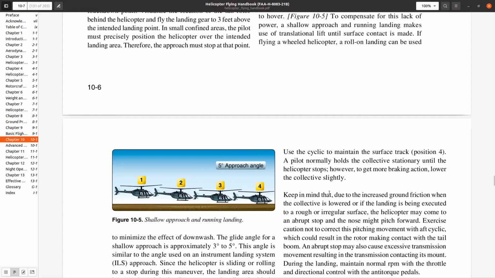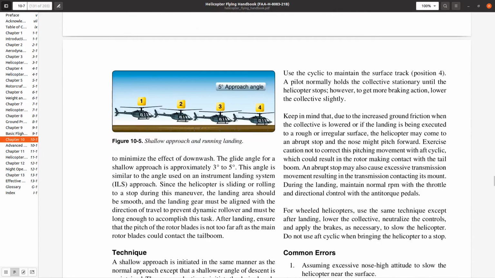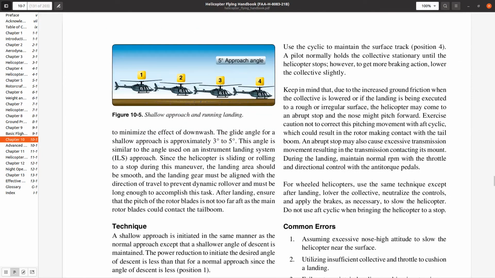Now, here is something that takes a little bit of getting used to. If you do a run-on landing, you might have this tendency to think, okay, I've touched the ground, what do I want to do? Well, of course, I want to drop the collective. Well, be careful, because if you drop the collective, now suddenly those shoes start to bite, and you can roll the helicopter over, especially if you have any kind of sideways movement.